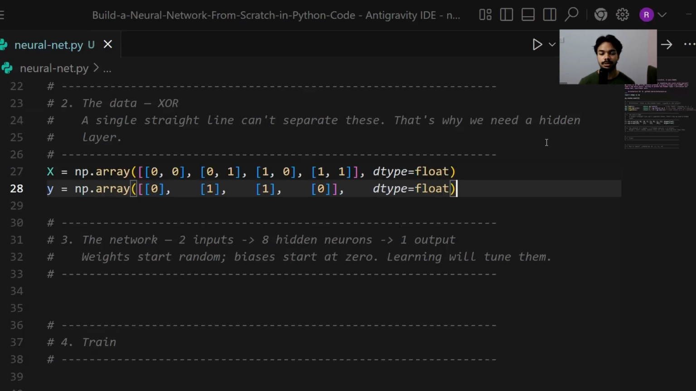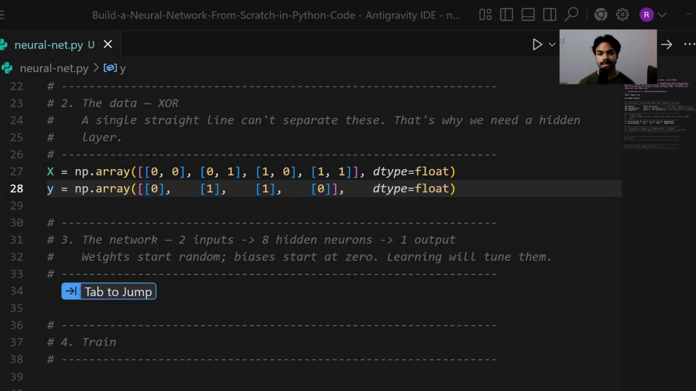Here are our four inputs. We have 0 0, 0 1, 1 0, 1 1. And right beside them, the four answers we want: 0, 1, 1, 0. If the inputs are different, that means the output is 1. If the inputs are the same, that means the output is 0. And that's XOR, written as numbers so that the network can read.